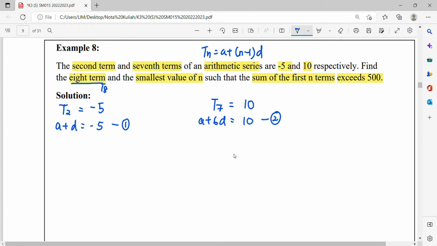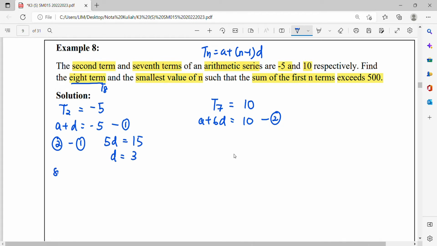To solve this simultaneously, we use the elimination method, where equation 2 minus equation 1. The a will be cancelled, and we can get our d. So 6d minus d gives us 5d. That means 10 minus -5, negative becomes positive, gives you 15. So we get d is 3.